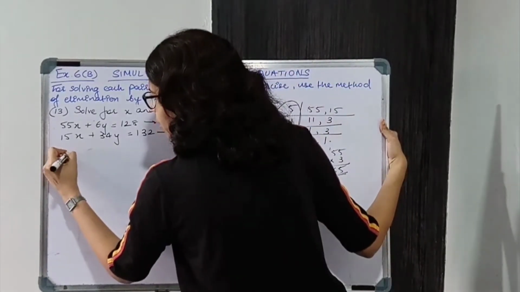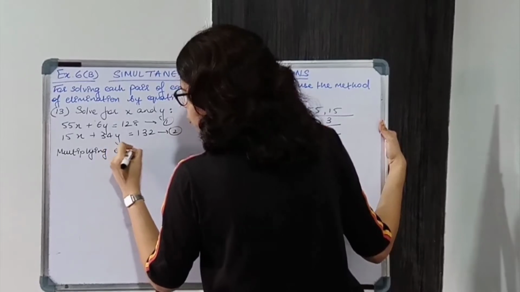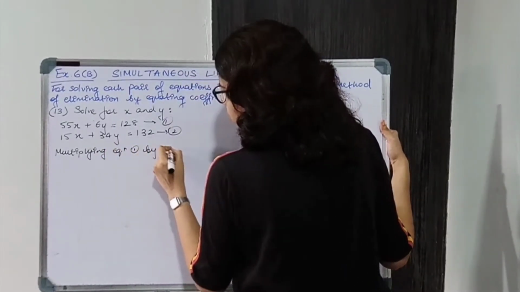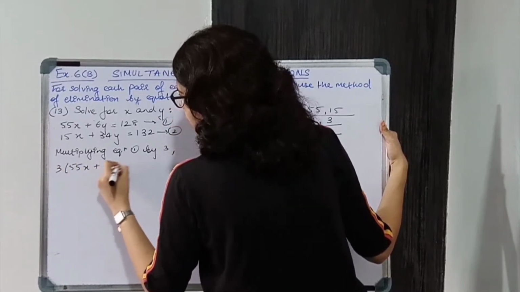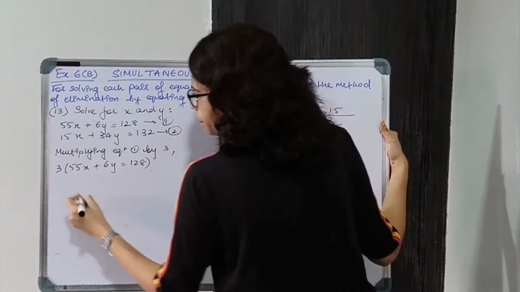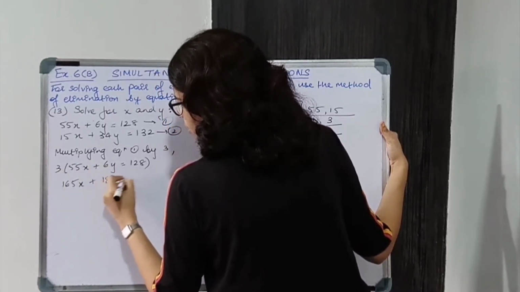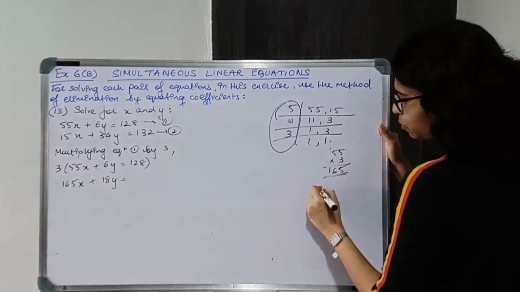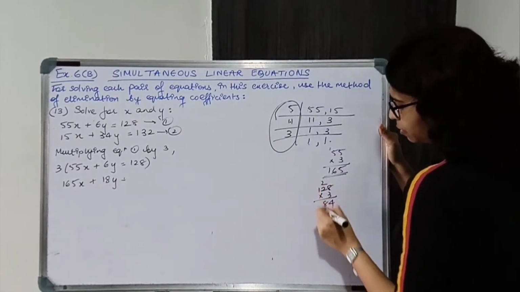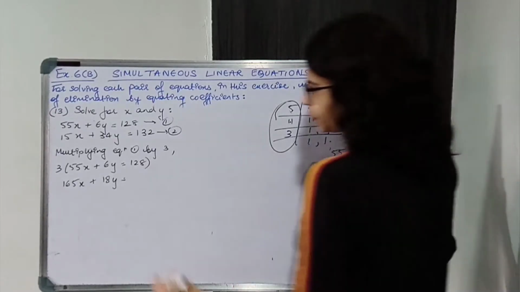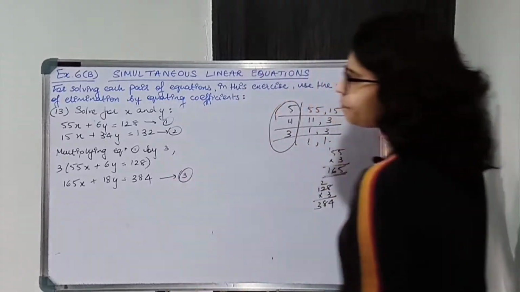So multiplying equation 1 by 3. So 3 into 55x plus 6y is equal to 128. So this will give 165x. 3 6s are 18y and 3 into 128. So 128 into 3. 3 8s are 24. 3 2s are 6 plus 2 is 8, and 3. 384. This is equation number 3.